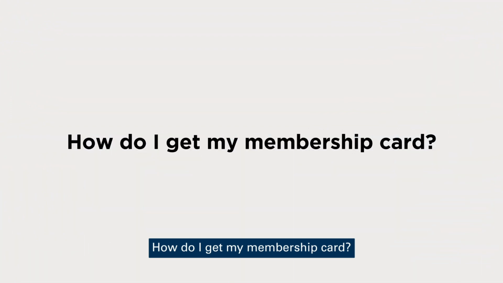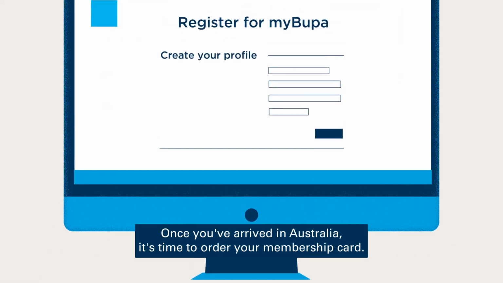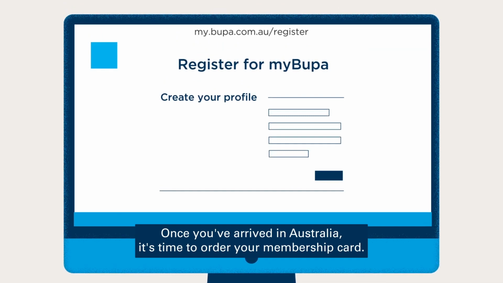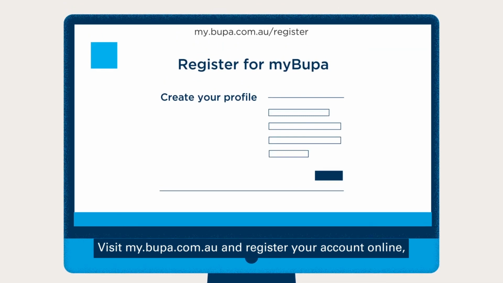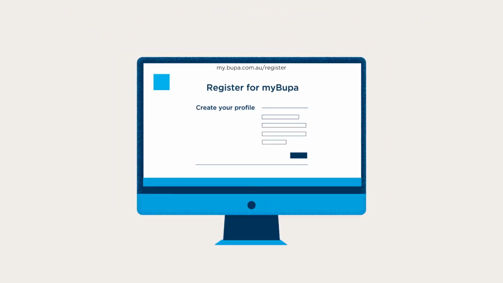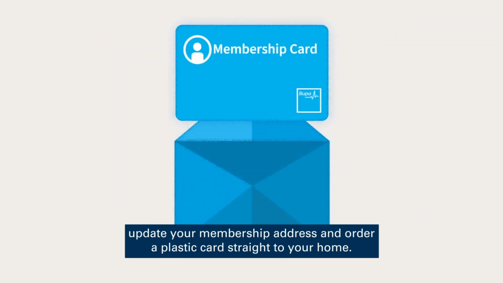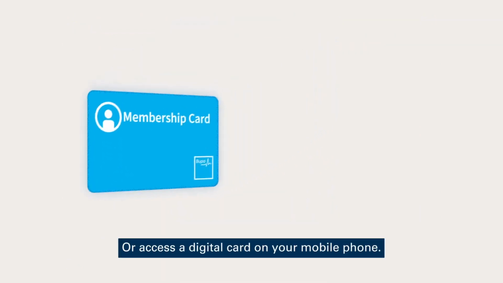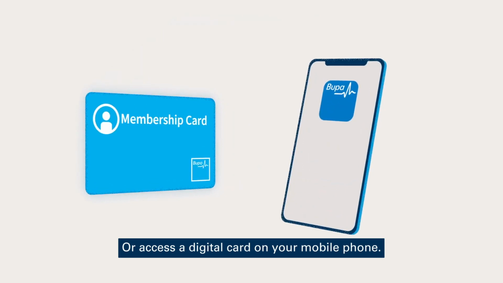How do I get my membership card? Once you've arrived in Australia, it's time to order your membership card. Visit mybupa.com.au and register your account online. Update your membership address and order a plastic card straight to your home. Or access a digital card on your mobile phone.